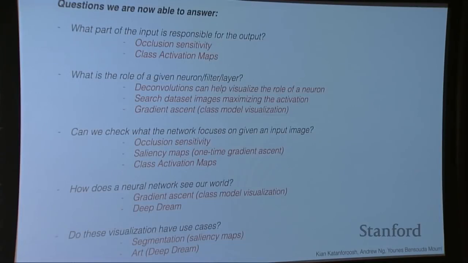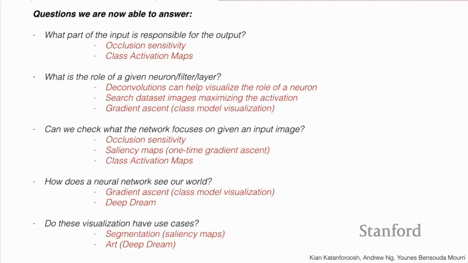Okay, so just to summarize what we've learned today, we are now able to answer all the following questions. What part of the input is responsible for the output? BIM, occlusion sensitivity, class activation map seem to be the best way to go. What is the role of a given neuron, filter, layer? Deconvolve, reconstruct, search in the data set what are the top images, and do gradient ascent. Can we check what the network focuses on? Occlusion sensitivity, saliency map, class activation maps. How does the network see our world? I would say gradient ascent, maybe deep dreams, the cool stuff.